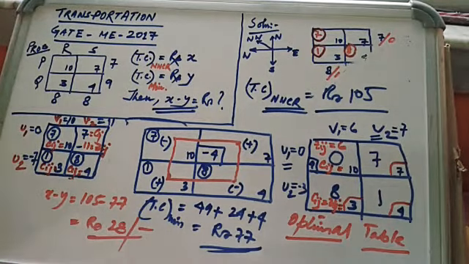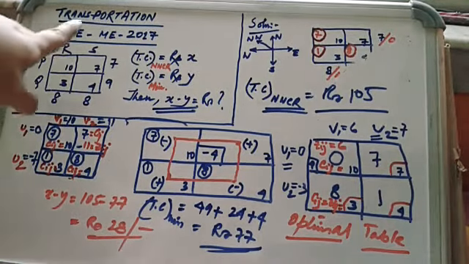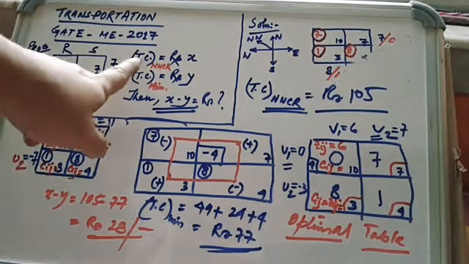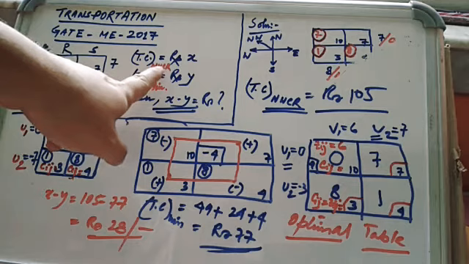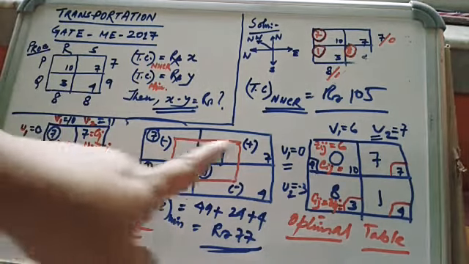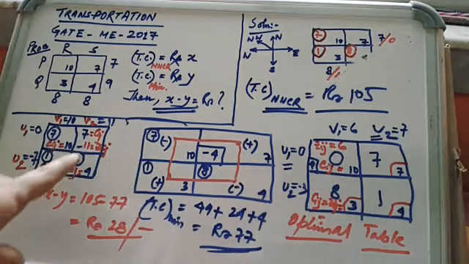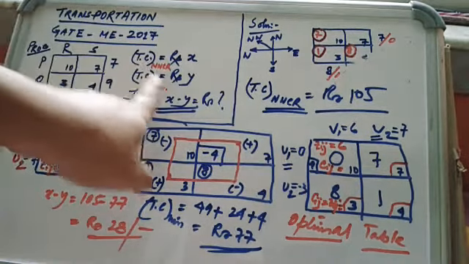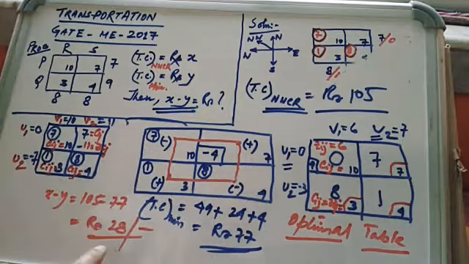So that was all about the GATE problem ME 2017, and we have got the two values, from the northwest corner method and the minimum value using the UV method after checking the optimality of the table. We are getting two values, that is 105 after solving with the northwest corner method, and after getting the optimal table we are getting a transportation cost of rupees 77. So we can say the difference between these two values is rupees 28.